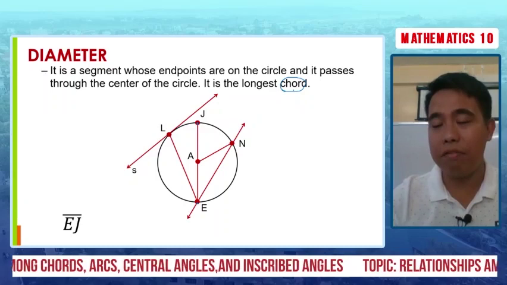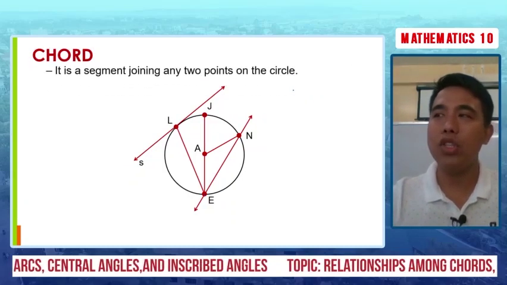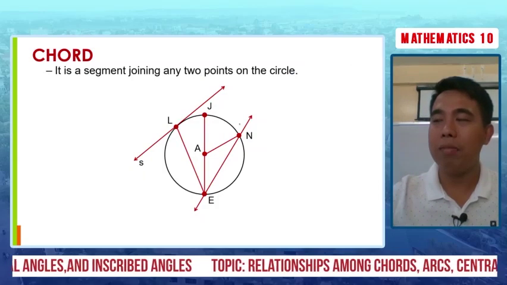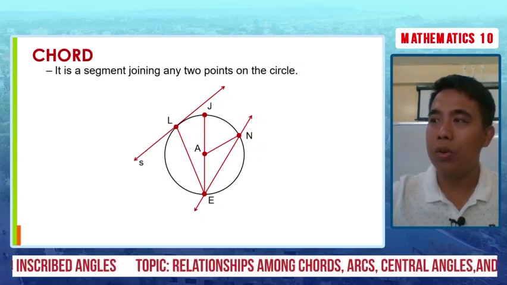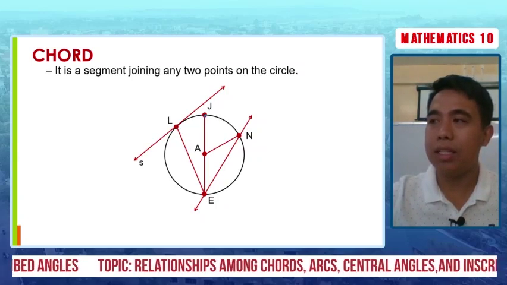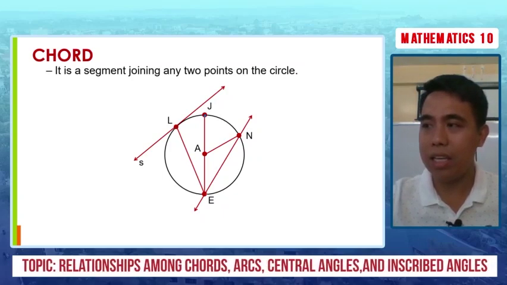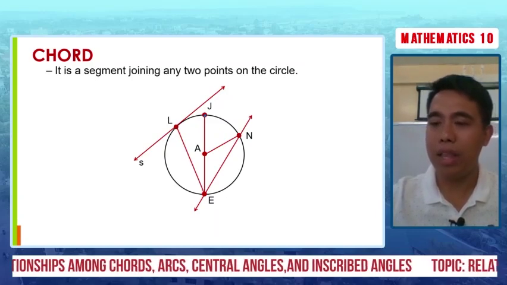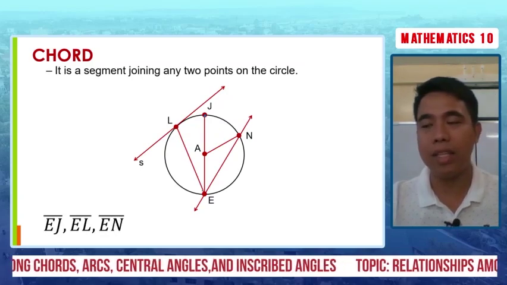So let us now define what is a chord. It is a segment joining any 2 points on the circle. So a segment wherein the endpoints are on the circle. One example is segment JE. Another is segment LE. And segment NE or EN. So EJ, EL, and segment EN.